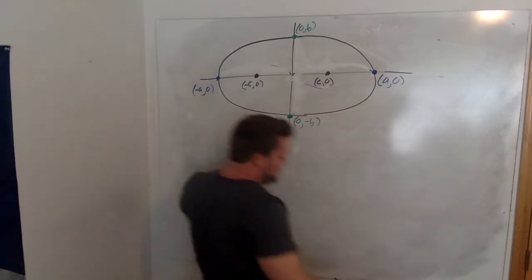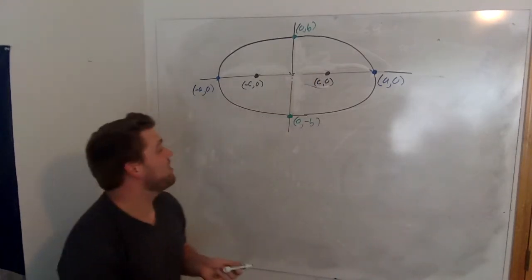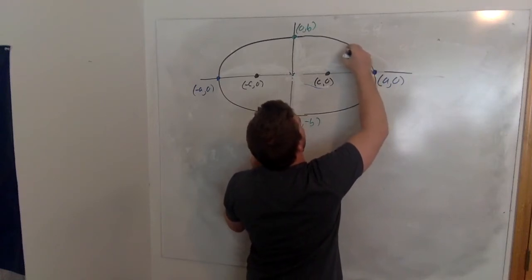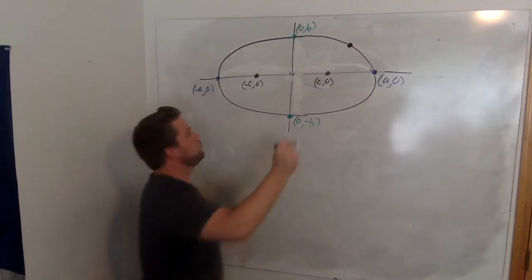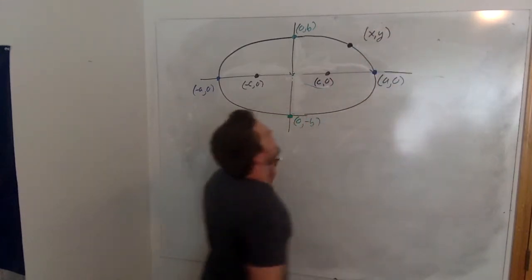Okay. Now what we're going to do is grab a point on our ellipse. So let's grab a point right here. It doesn't matter where you put the point. I'm going to put it right here. So here we have a point (x, y).